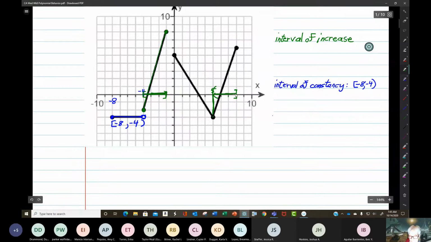This is also a part of the increase. So I will have, and this is, -1 to -1 unioned up with 5 to 8.